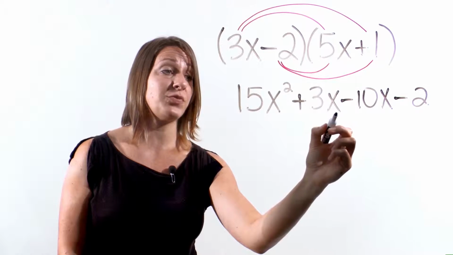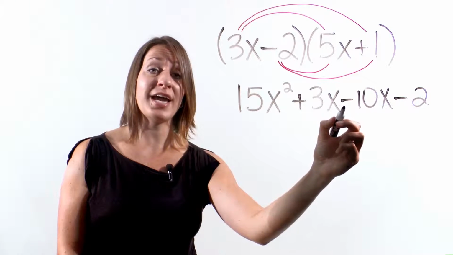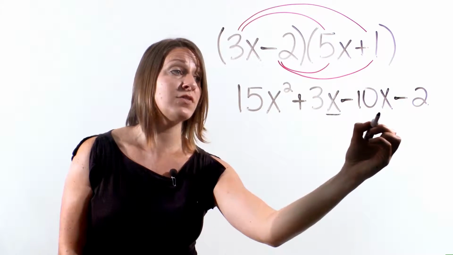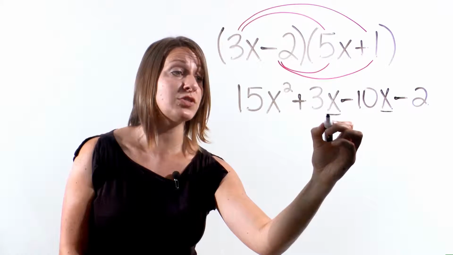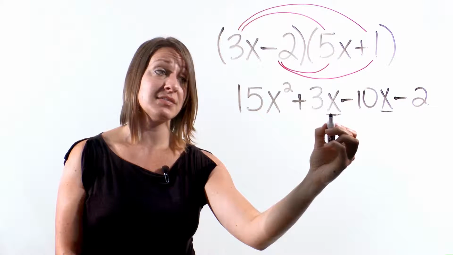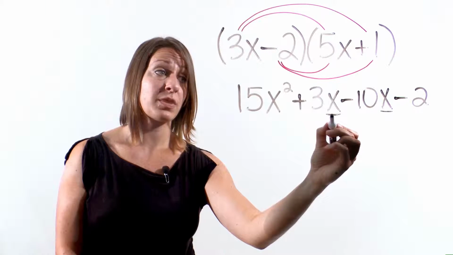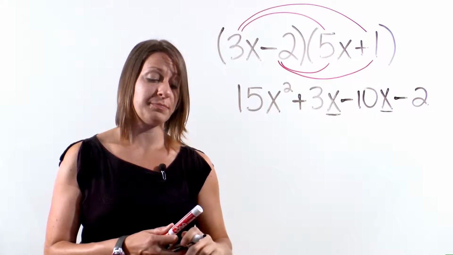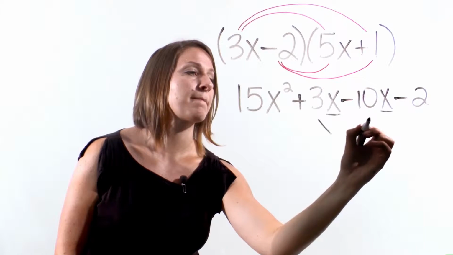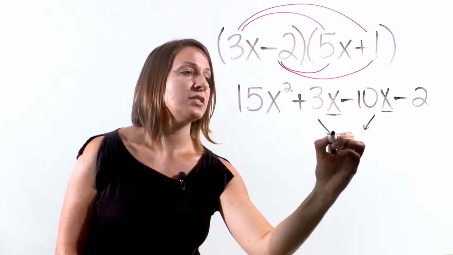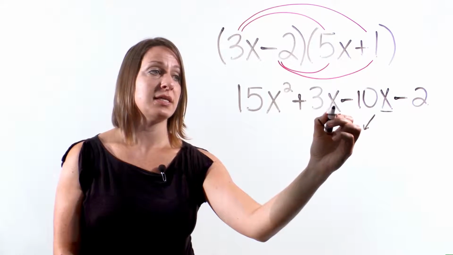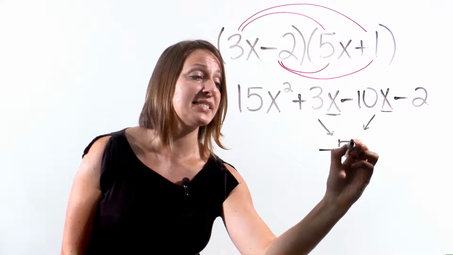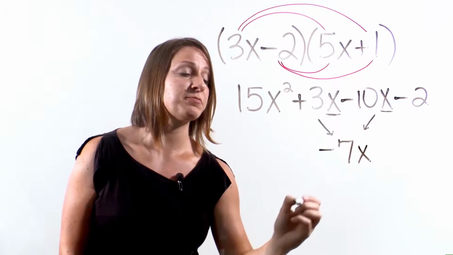We have positive 3x, and notice right after it, it's a minus 10x. Because both of those terms have an x as a variable without an exponent, we can combine those two together. So a positive 3x minus 10x together is a minus 7x.